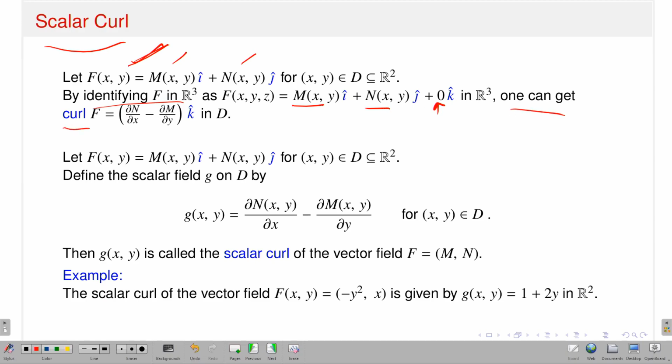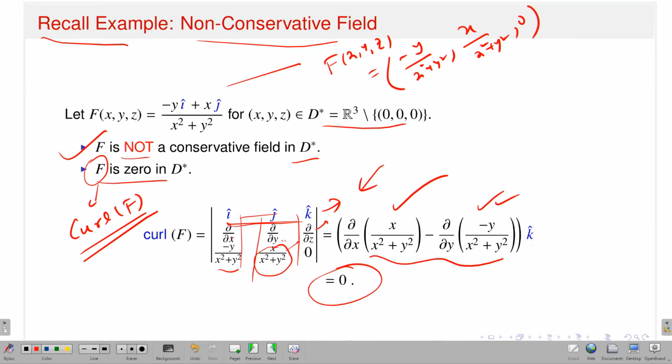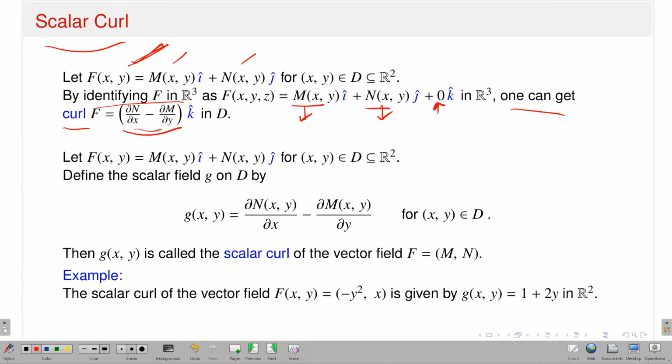Now, if you calculate the curl, it turns out that this is nothing but the curl of this vector field capital F in R3, whose first component is capital M, second component is capital N, and third component is 0, like the earlier one. If you just calculate it, you will end up with this kind of object. This is i cap, this is j cap, this is k cap, right? And then del x, del y, and del z. The first row is M(x,y), then N(x,y), and the third one is 0. You have to calculate this determinant.